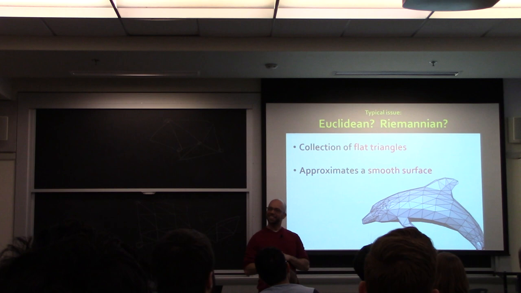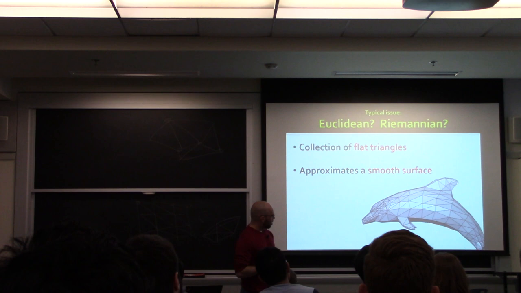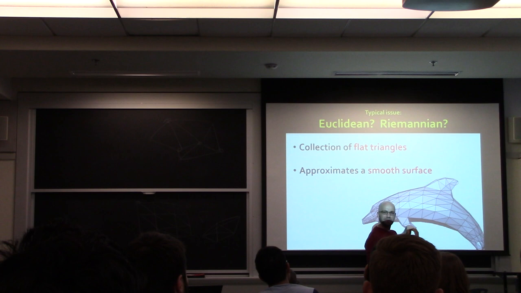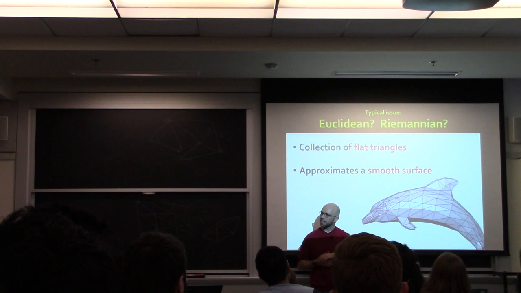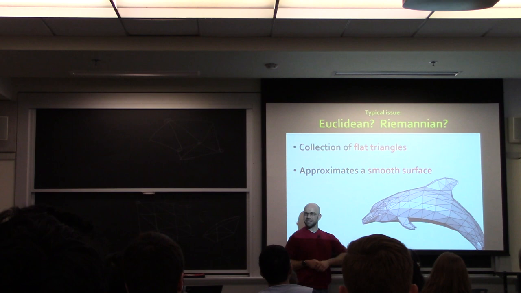So here's a triangle mesh. It's a dolphin. I believe this is one, you know, there's like kind of a pantheon of famous triangle meshes out there that graphics people use, and this is among them. So here's the thing. What is this thing? Is this a smooth surface? Well, absolutely not. Yeah? I mean, it's got a bunch of facets on it.